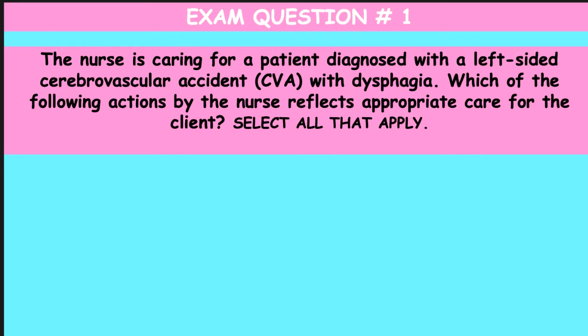Well, patients that have dysphagia, which is difficulty swallowing, they need to be given foods that are smooth, that are mashed, because they're having trouble swallowing. We just said that left-sided CVA means they're going to have right-sided residual. So they're going to be having issues with the right side of their body. Now let's look at the first answer choice.